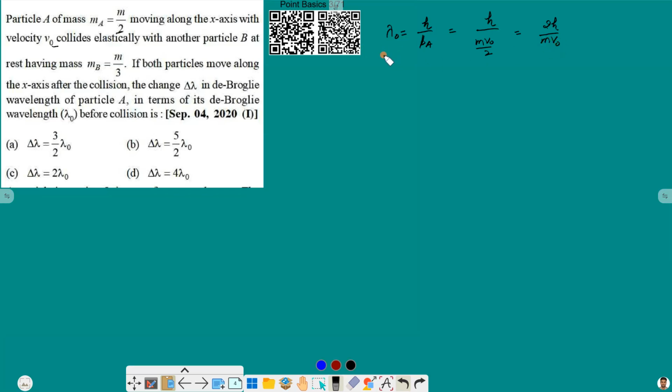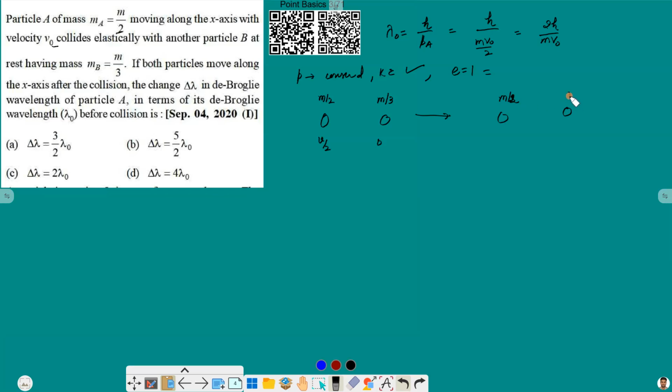Now as there is an elastic collision, what will be conserved? Momentum is conserved, kinetic energy is also conserved, and the coefficient of restitution e will be 1. Now, suppose this is the first particle with mass m by 2, and this is the second particle with mass m by 3. The velocity of the first is v naught, and the velocity of the second is 0. They collide with each other and then they start moving with some velocities.